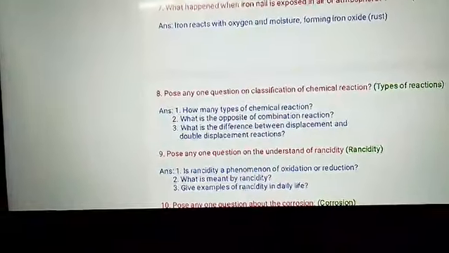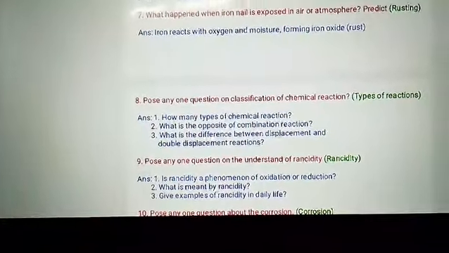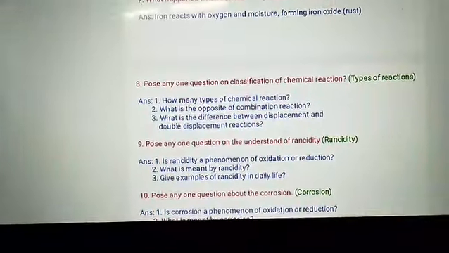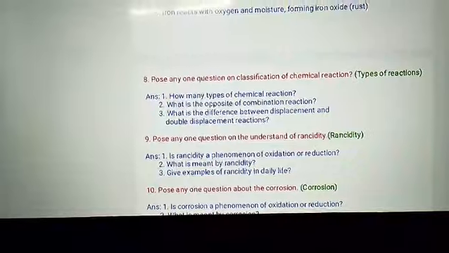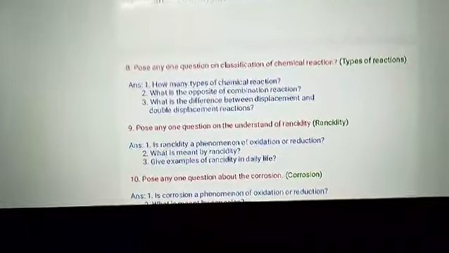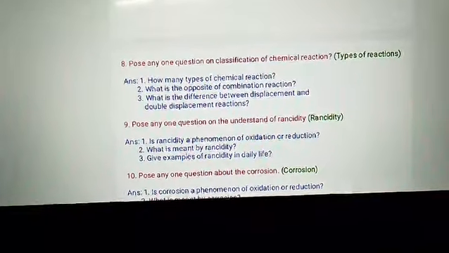Next, what happens when an iron nail is exposed to the air atmosphere? It is related to corrosion or rusting. As we discussed in the previous question, whenever metal items react with oxygen and moisture, they oxidize and form iron oxide. That is called rust.